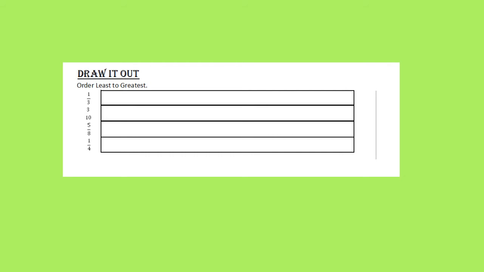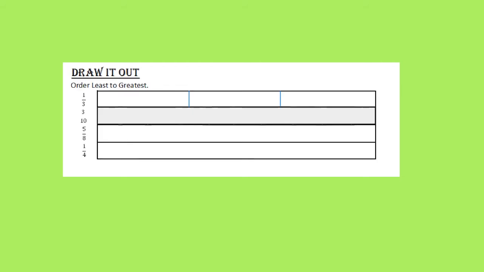We are going to order the given fractions from least to greatest by creating fraction bars and comparing them. Let's start with 1/3. The first thing that we need to do is cut our fraction bar into thirds. Next is shading. Since we have 1/3, that means 1 out of 3. So we will shade in 1 out of the 3 pieces.